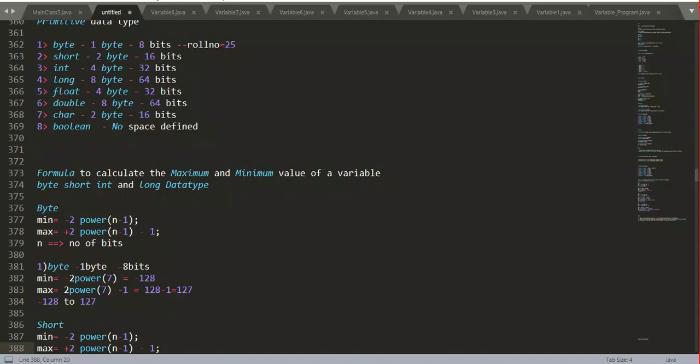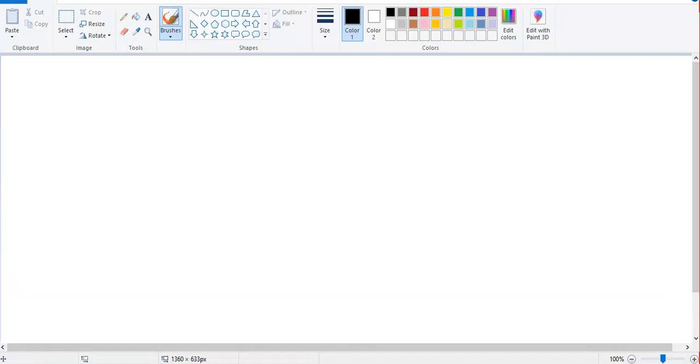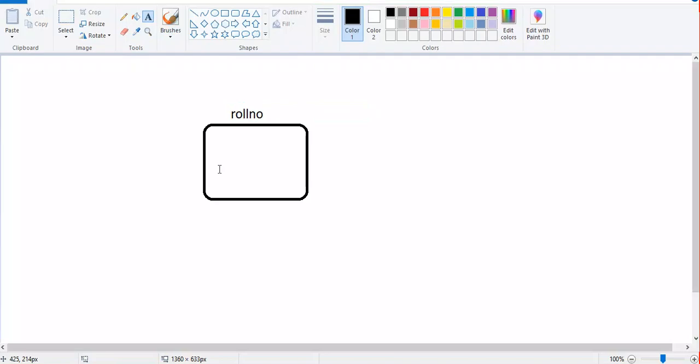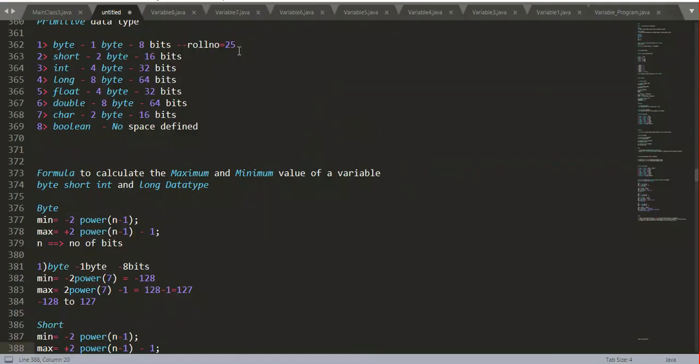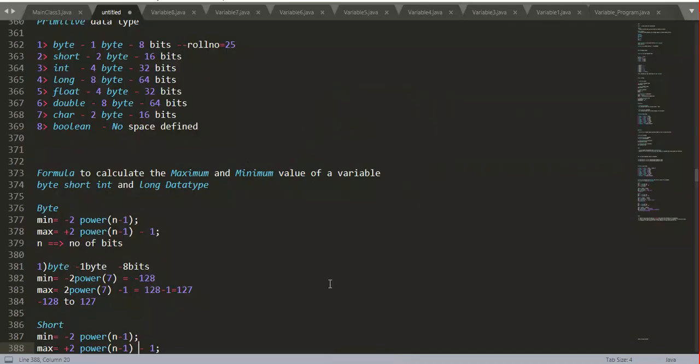Let me show you how it gets stored in a data type. See, this is a database. In that, I am going to reserve space for a roll number because I have declared a variable roll number. In that, I am going to store 25. But what is the binary value for it? Our machine can only understand binary language, which is 1 or 0. So how will it get stored?